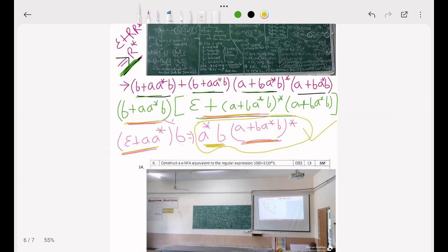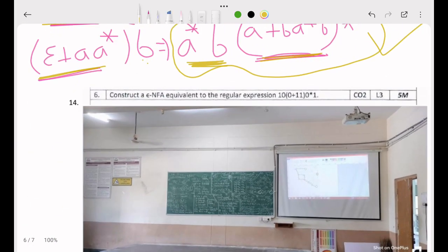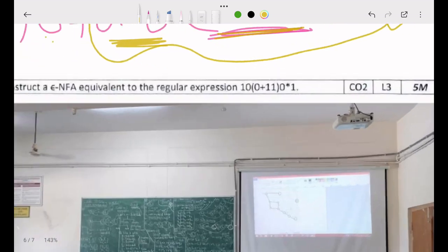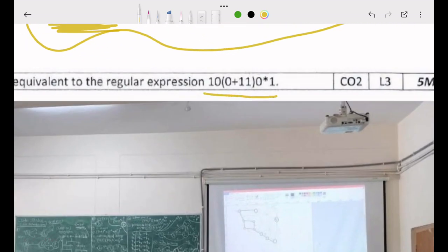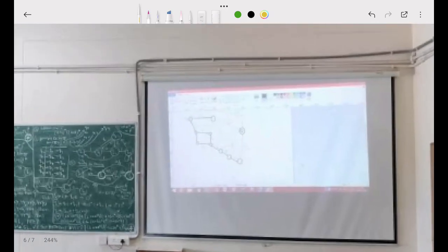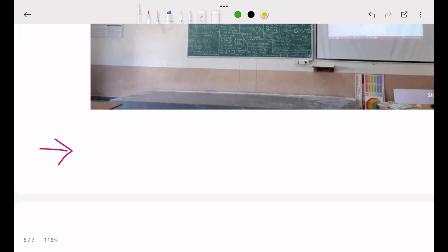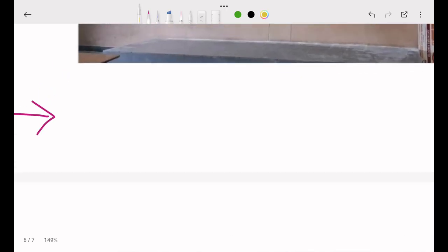We solved this twice in the class presentation also. Question number 6: 1 0 0 plus 1 1 and 0 star 1. It's a regular expression, convert it to an epsilon NFA. We solved this question in the class presentation also, and again we are solving the same question. See here, our string is 1 0.